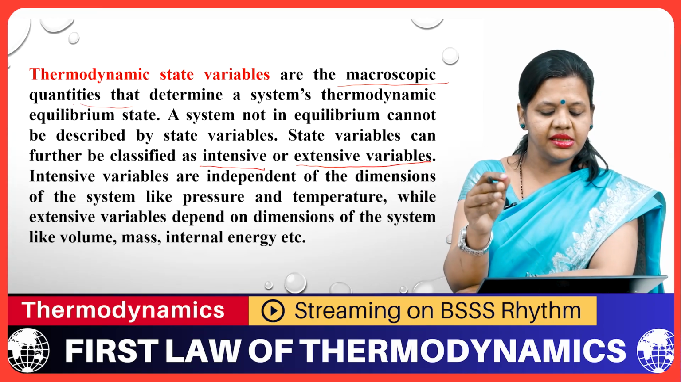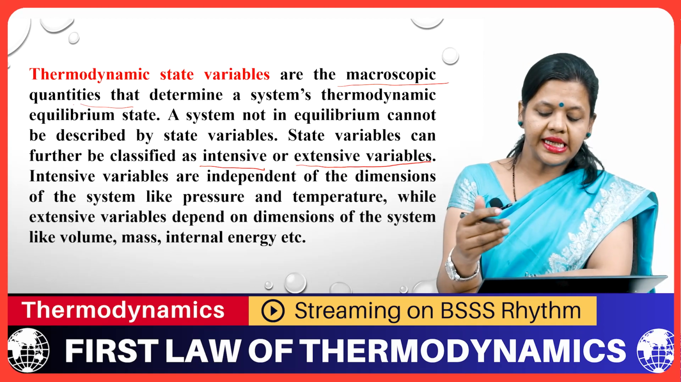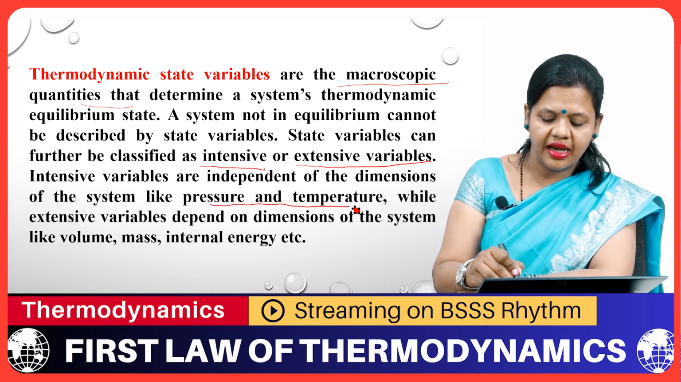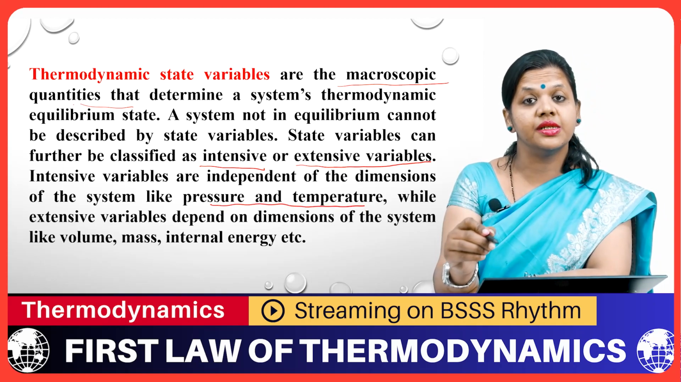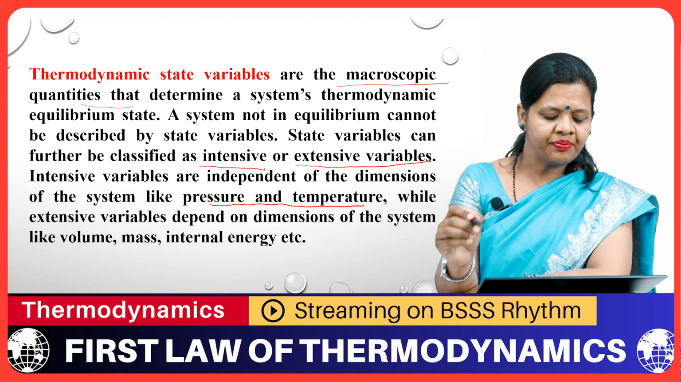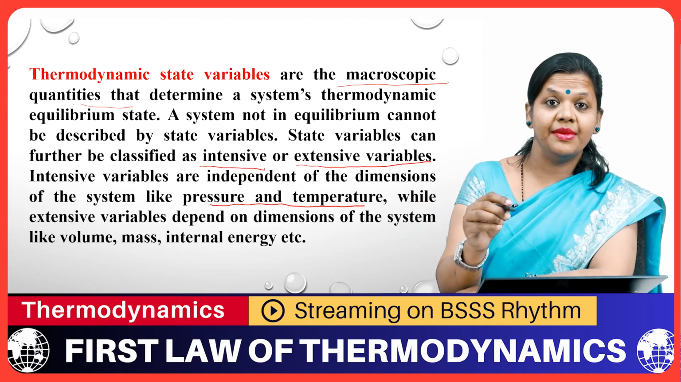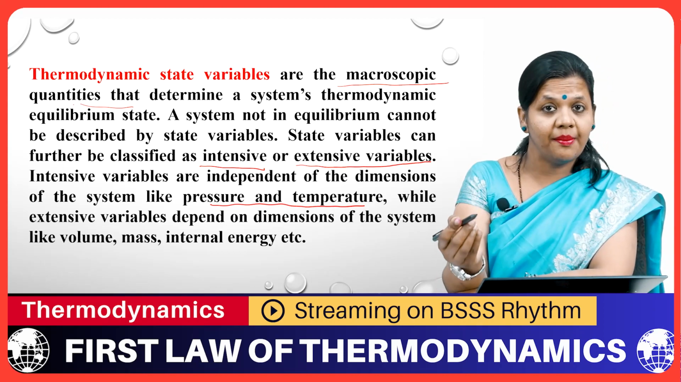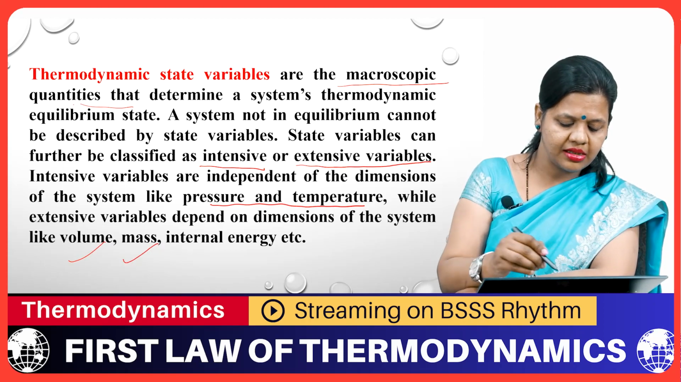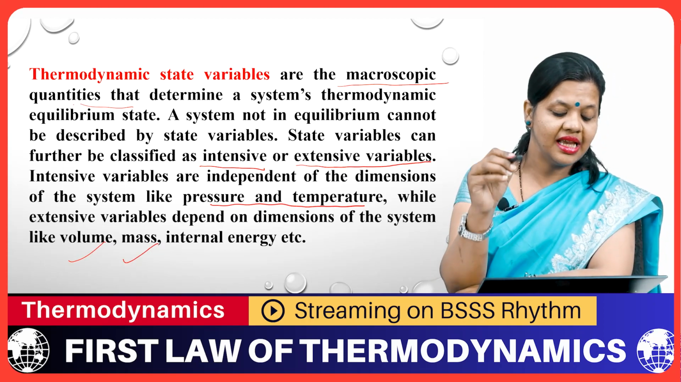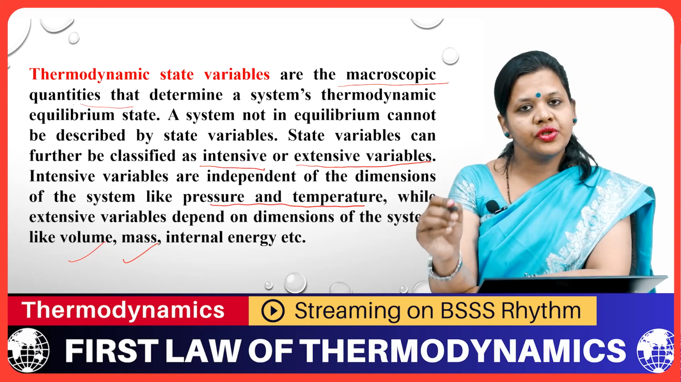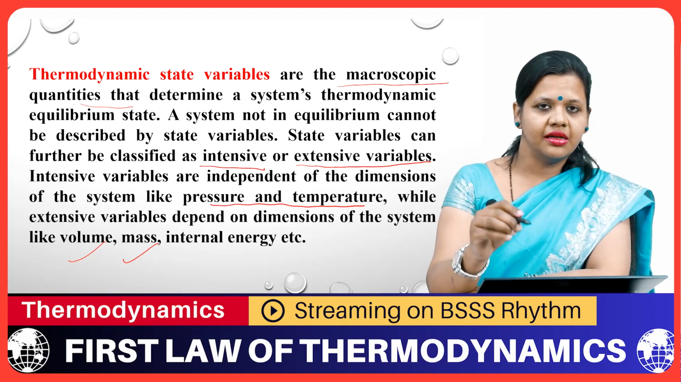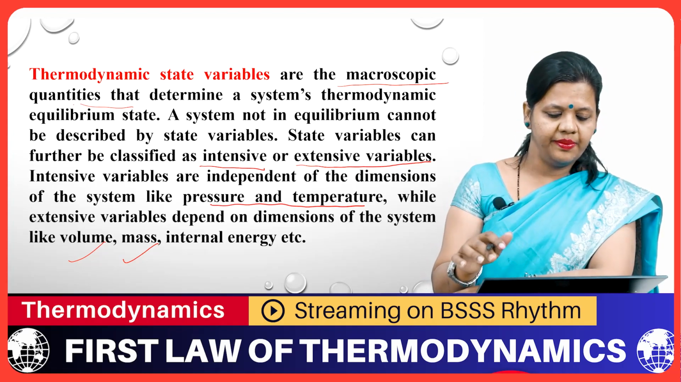Intensive variables are those variables which are independent of the dimensions of the system, and examples are pressure and temperature, while extensive variables, or extensive properties, are those which depend on the dimension or the size or the matter of the system. Since they depend on the matter, volume and mass are such properties which are considered extensive variables. And a point to remember is, all the properties which are related to energy come under the category of extensive variables.